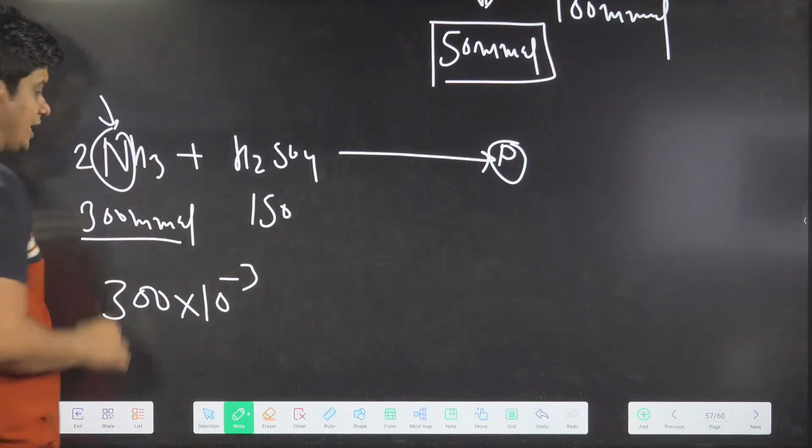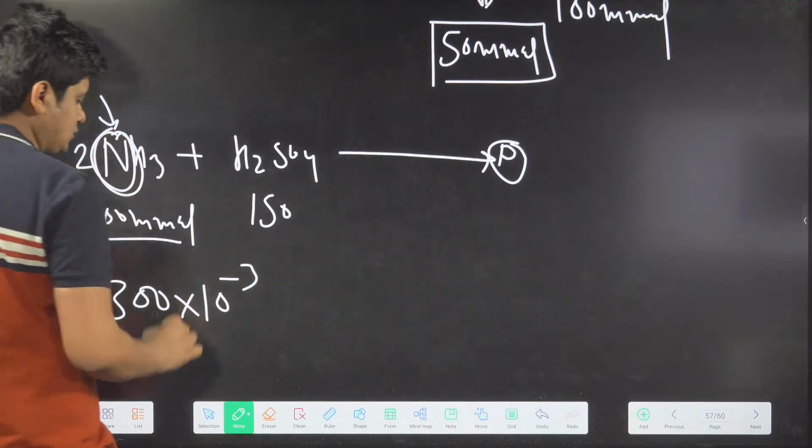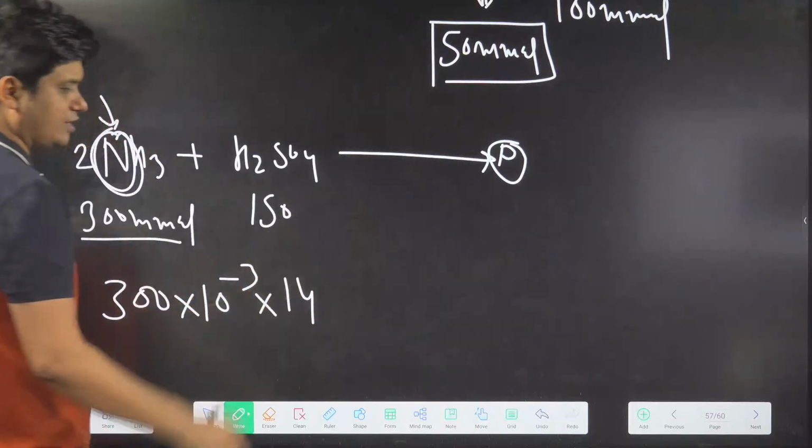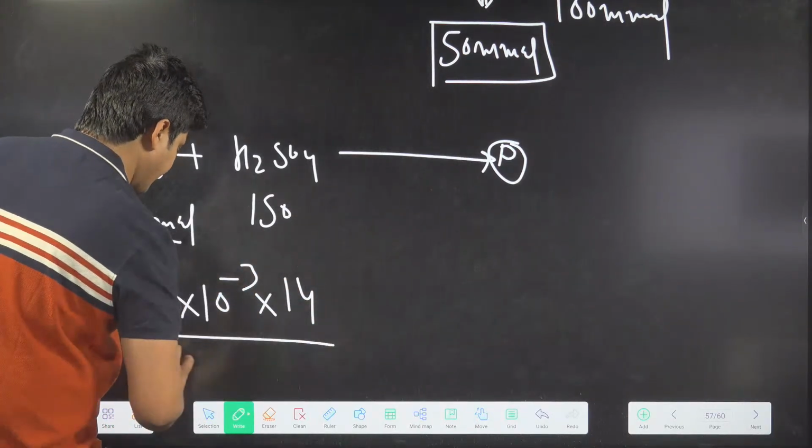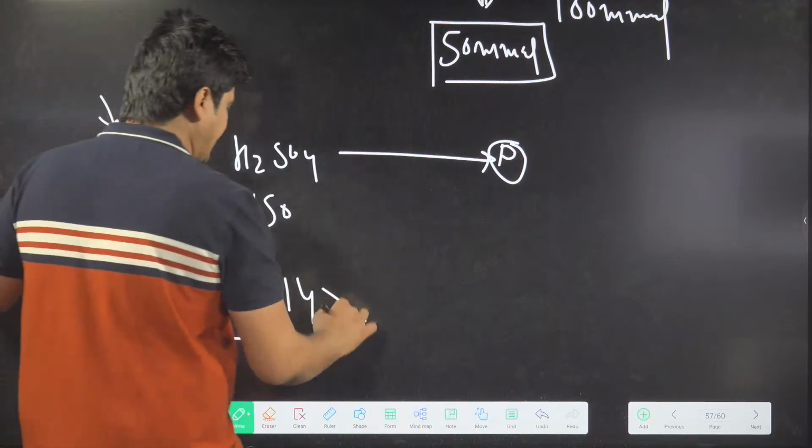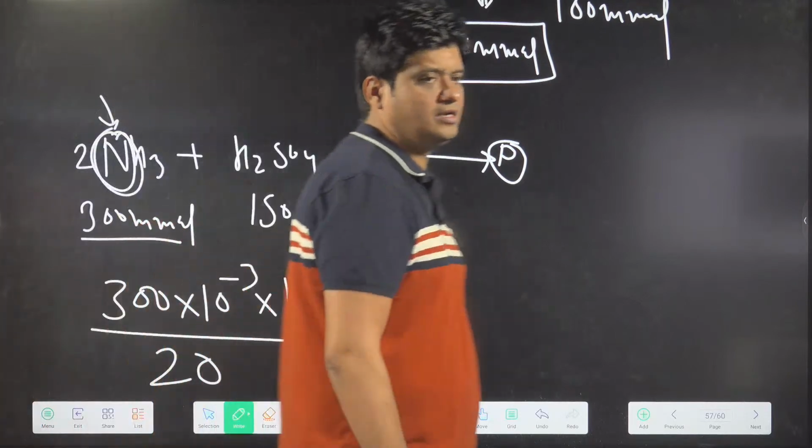Molar mass of N is what? 14, so multiply by 14. This is the mass of nitrogen divided by the mass of organic compound, multiplied by 100, which is the percentage of nitrogen.